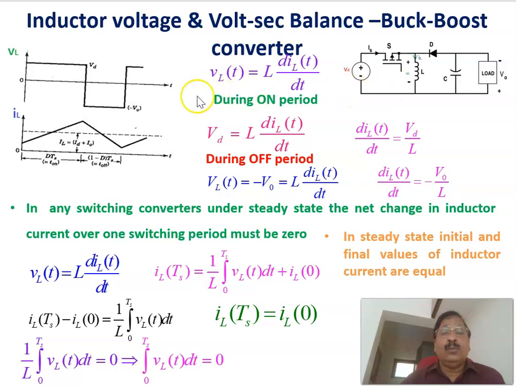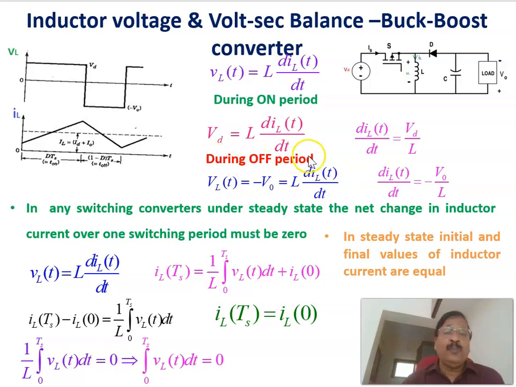And when the switch is off, the voltage across the inductor becomes negative, equal to minus V0. That is why the current through the inductor has a negative slope, changing from I2 to I1. Therefore, this is the current through the inductor and this is the voltage across the inductor. The basic relation is that the voltage across the inductor is given by L times diL by dt. During the on period, the voltage across the inductor is VD, so VD equals L diL by dt, or the rate at which the current is building up is diL by dt equal to the input voltage VD divided by the inductance, VD by L.